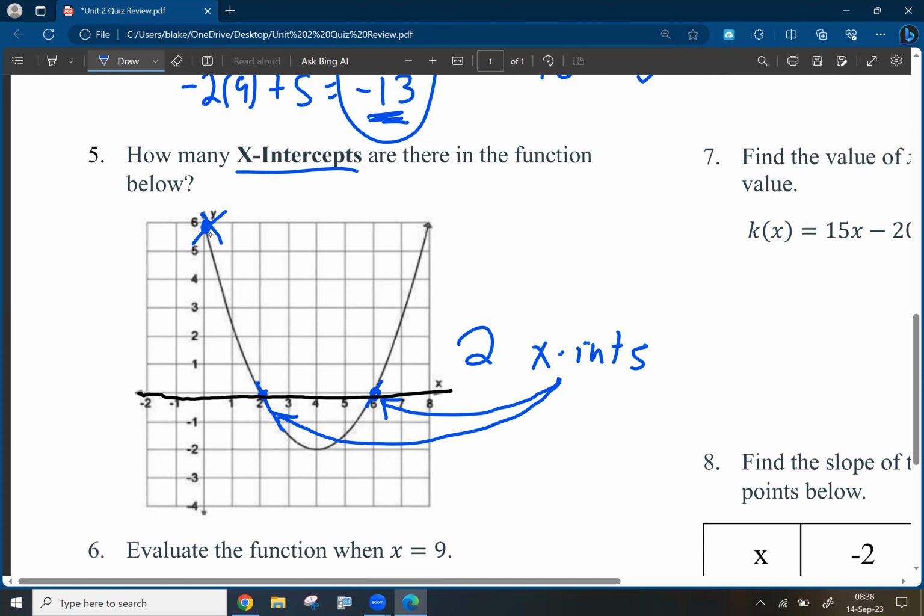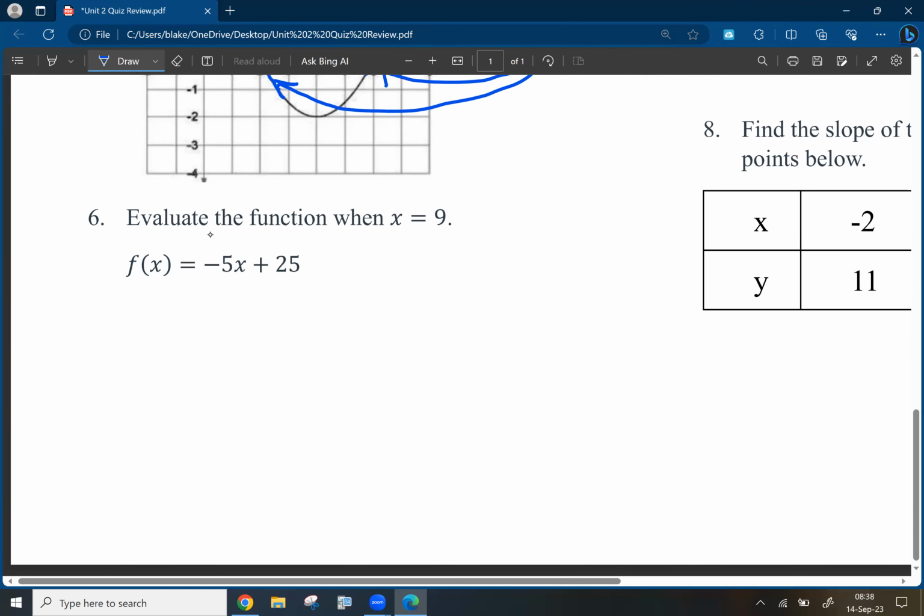There we are. Question number 6. Evaluate the function for when x equals 9. So if x is equal to 9, we're going to plug that in for x, right? x is 9, so we're going to plug that in.